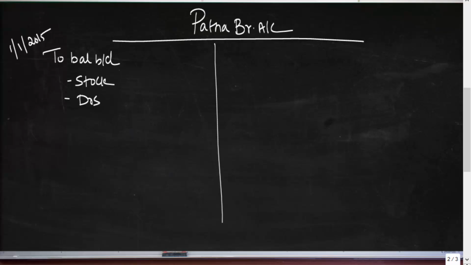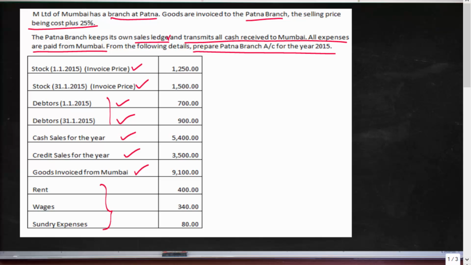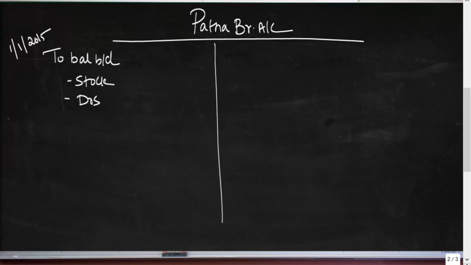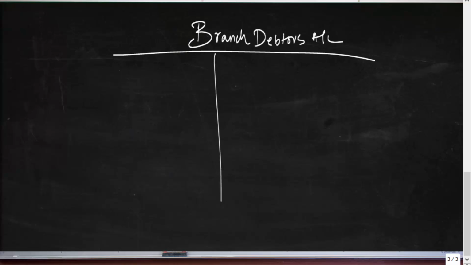So what is the opening balance of stock and debtors? Let's capture. It is 1,250 and 700. So stock is 1,250. Debtors is 700. Let's write that in debtors account also. To balance brought down 750. Done.